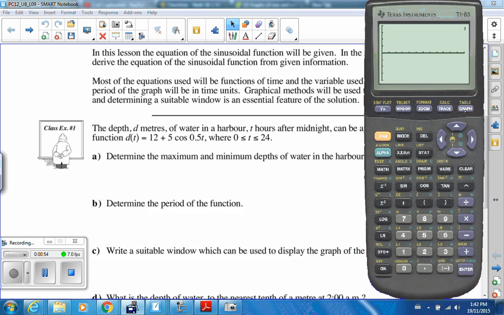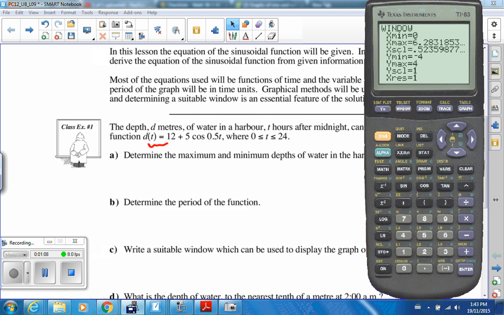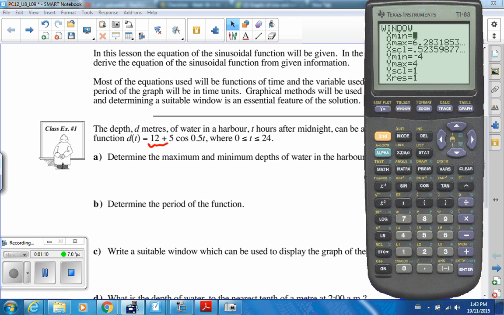Now if I go graph, I probably won't see it. In fact, I know I won't see it, because my midline will be at 12 and it'll go up and down 5 from there, and my window only goes to 4. So I'm always going to change my window to match the domain I've been given. My domain goes from 0 to 24. I might as well go by 1s or 2s. Let's even go by 2 hours here.